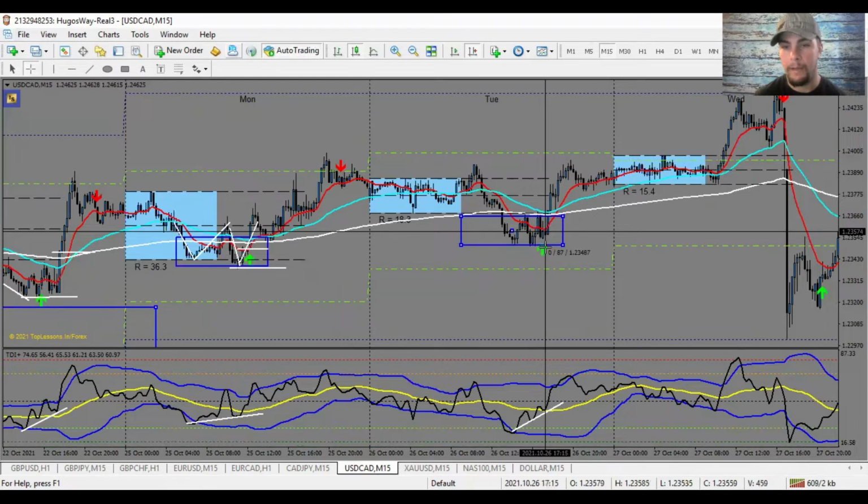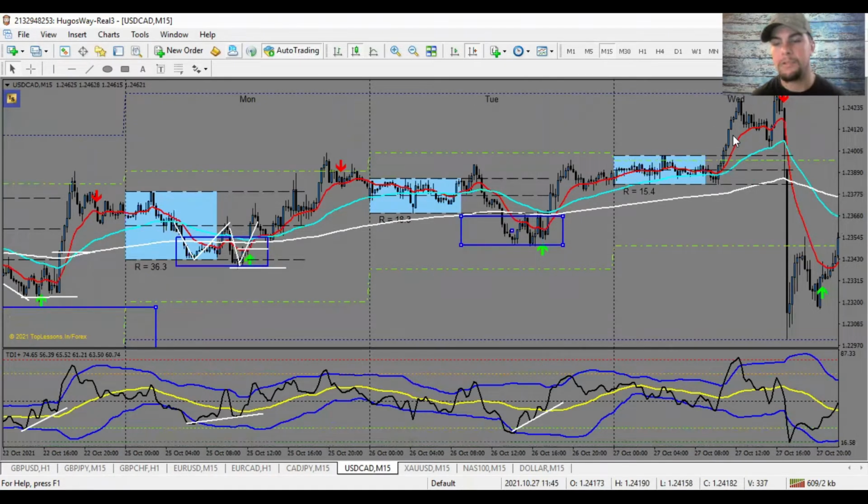Okay, what we have: 10 pip stop loss for 60 something pips, maybe 70 if you held. That's a 6 to 1, guys. Easy money. Okay, and it's vice versa, the same way coming down.